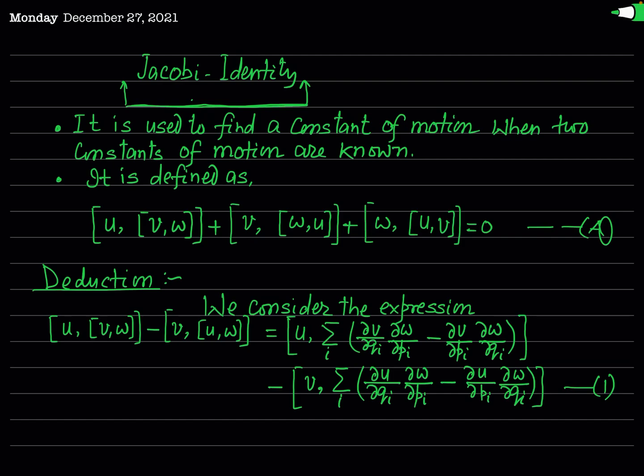So first of all, we will see what this Jacobi identity is or how this identity is defined, and after that we will deduce this identity, and in the next lecture you will see the application of this Jacobi identity in finding a constant of motion. So let us see how this Jacobi identity is defined.